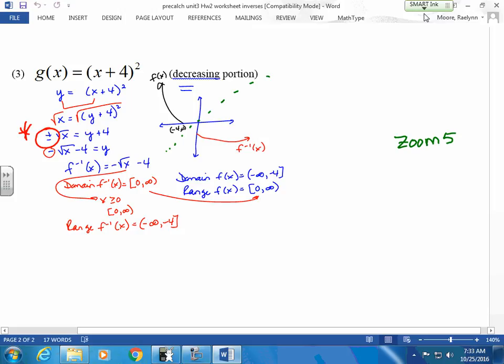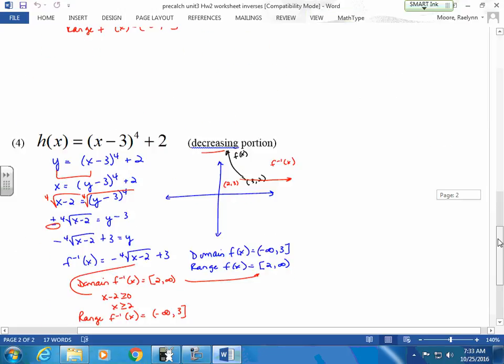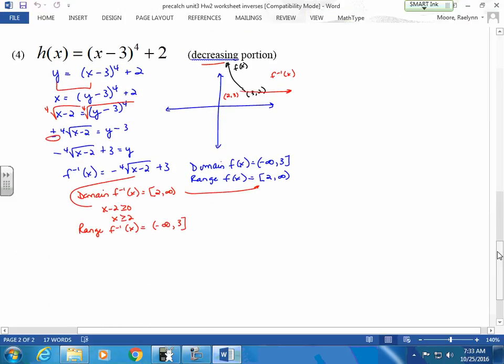Okay, then the last one. Hopefully I can get through the last one. That's also decreasing. A fourth root works the same as a square root. When you take the fourth root of something, you still get a plus and a minus. But now instead of a square root, you just have a fourth root.